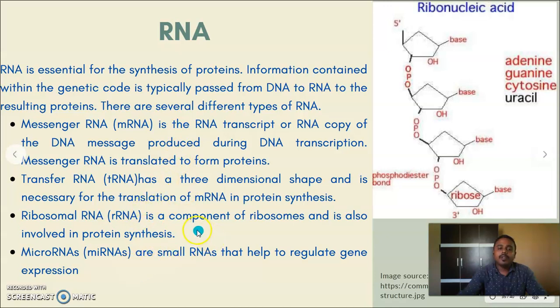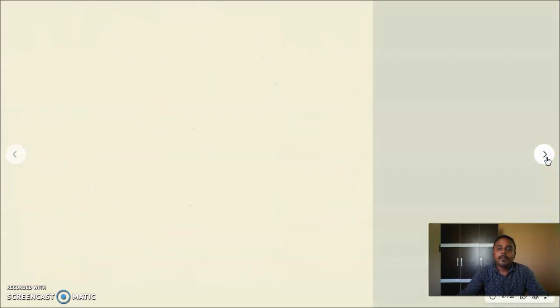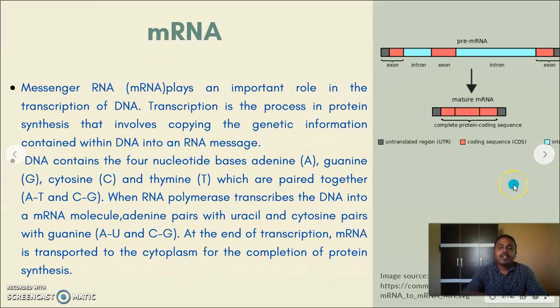So in this particular video, we are going to concentrate on the first 3 types of RNA, which are very crucial for the production of protein. So the first type of RNA is called mRNA, or in brief, messenger RNA. This messenger RNA plays an important role in the transcription of DNA. So what is transcription? Transcription is the process in protein synthesis that involves copying the genetic information contained within the DNA into an RNA message.